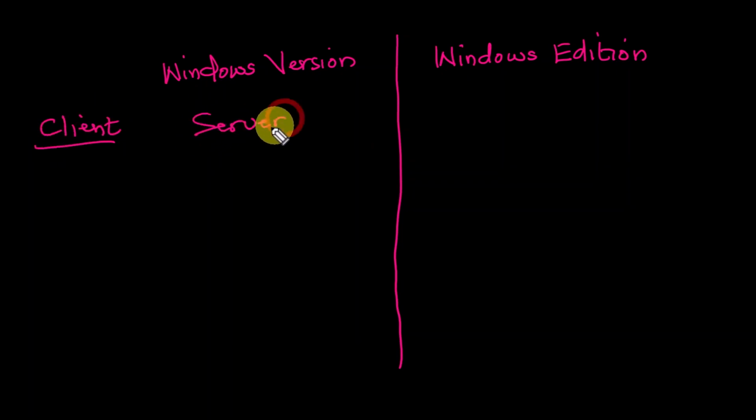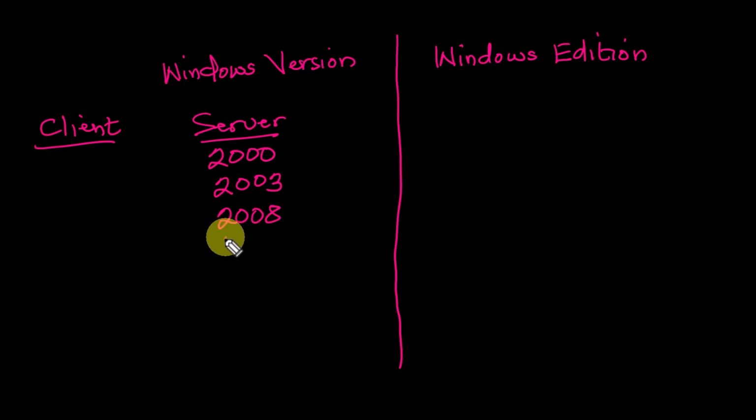For Windows Server, way back in those days, they used to have Server 2000. Then they had Server 2003. Then Microsoft came up with Server 2008. Then from 2008, they came to Server 2012. Then 2016. Then 2019, yes. And then currently we have 2025. These are the different Windows Server editions.